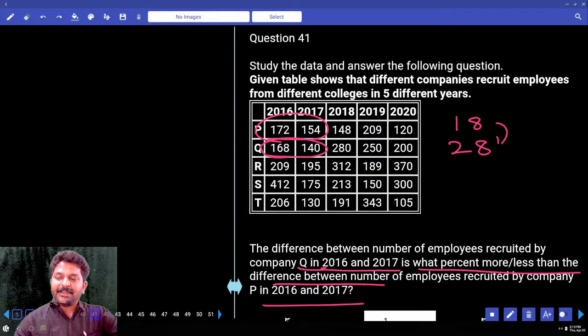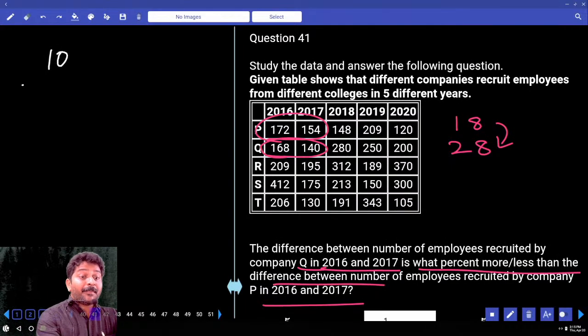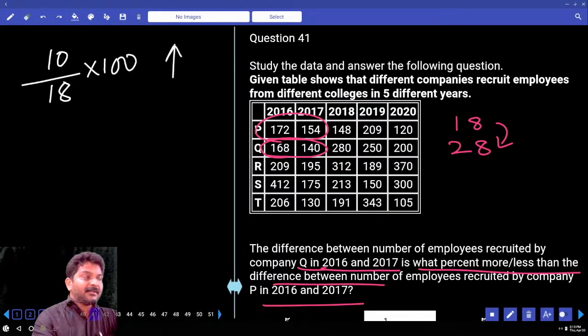With respect to 18, 28 is definitely more. How much more? Is it more than 50%? What is 50% of the denominator? The numerator is more than 9, so the answer is more than 50%. How many options are there? Only one. Done. One is more, the other is less. Our answer is more.